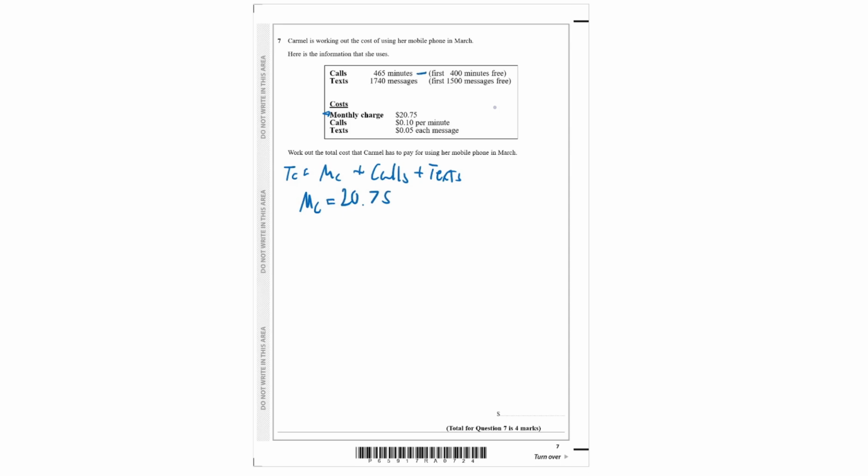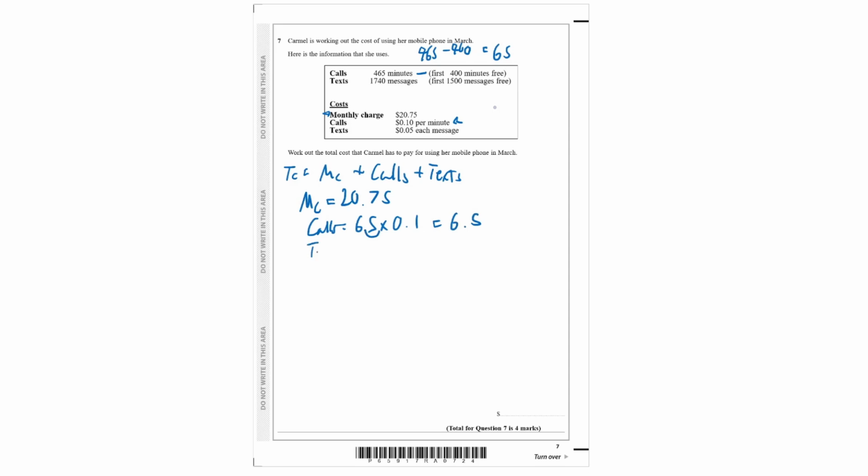For calls, it's $0.10 per minute, but it also says that the first 400 minutes are free. So we can subtract 400 from 465, and 465 minus 400 gives us 65. Now, for calls, we have 65 times $0.10 per minute. So that means we get $6.5 in total for calls.